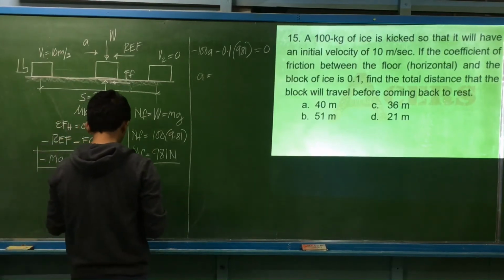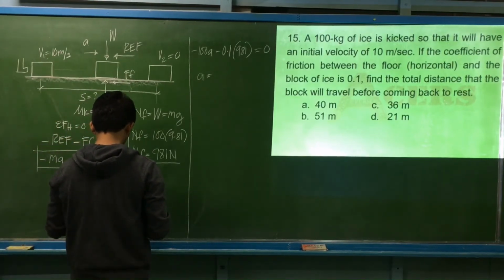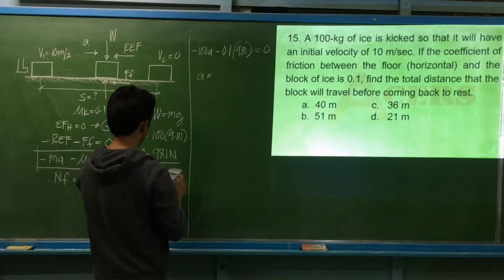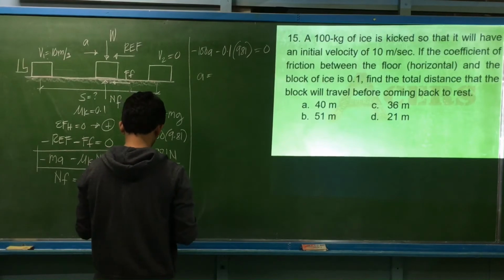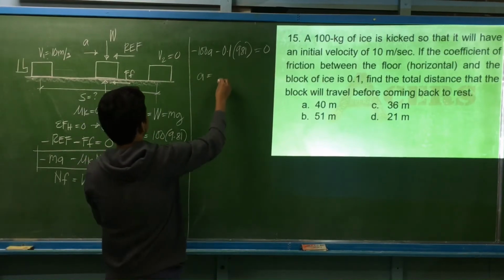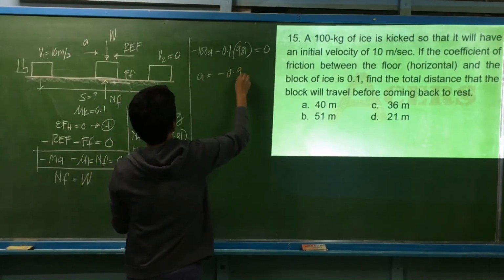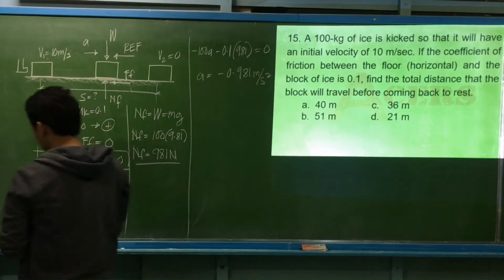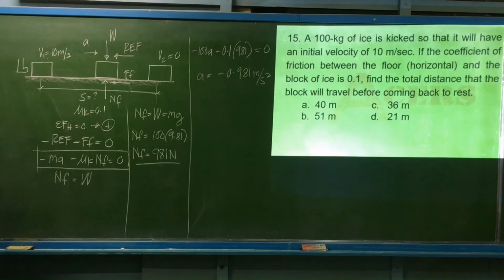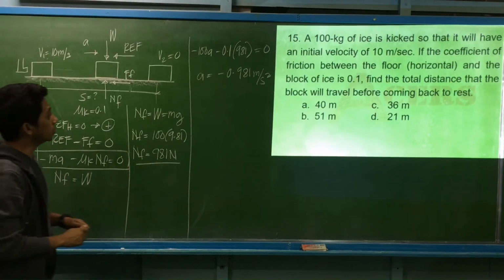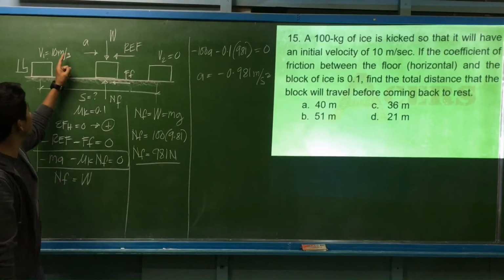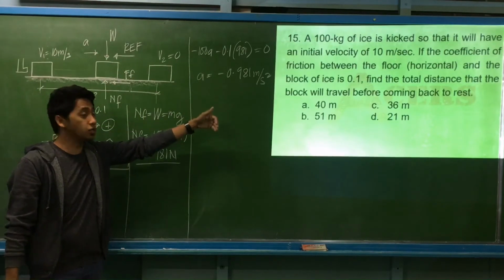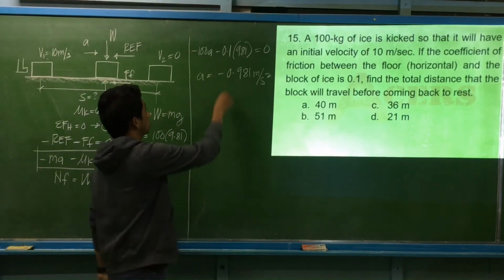Okay, so we have a equal to negative 0.981 meter per second squared. So why is it negative? As you can see, this is slowing down from 10 meters per second to 0. That is deceleration. That's why it is negative.